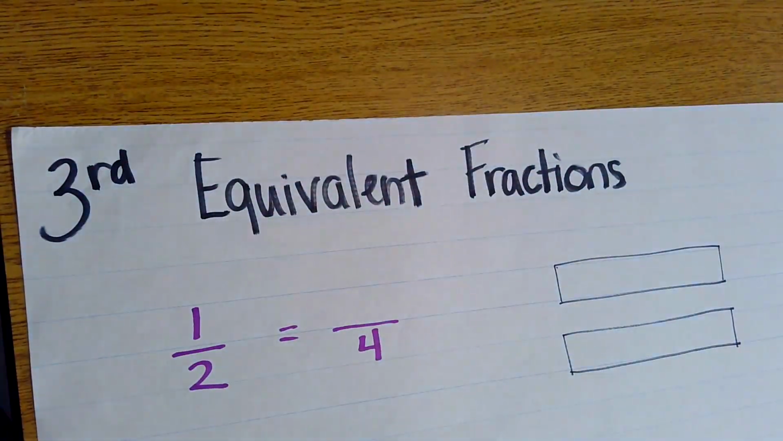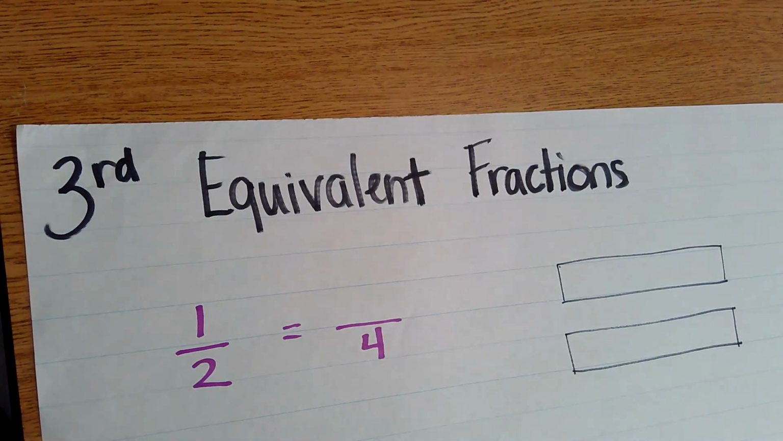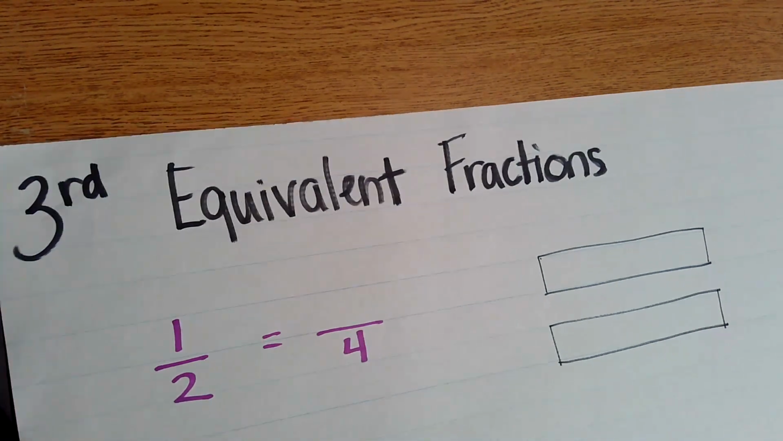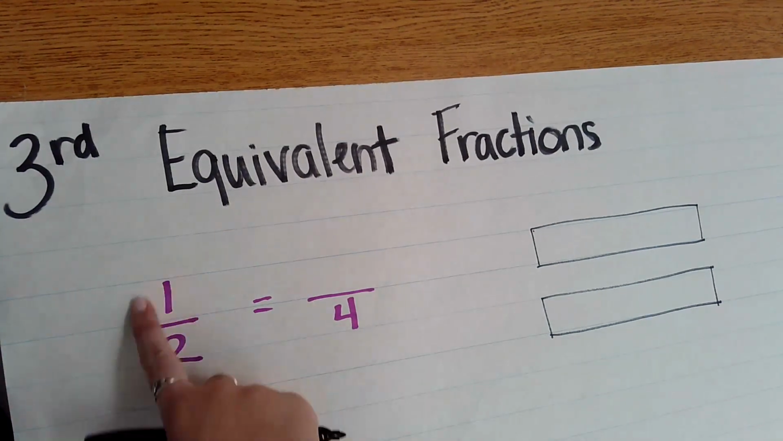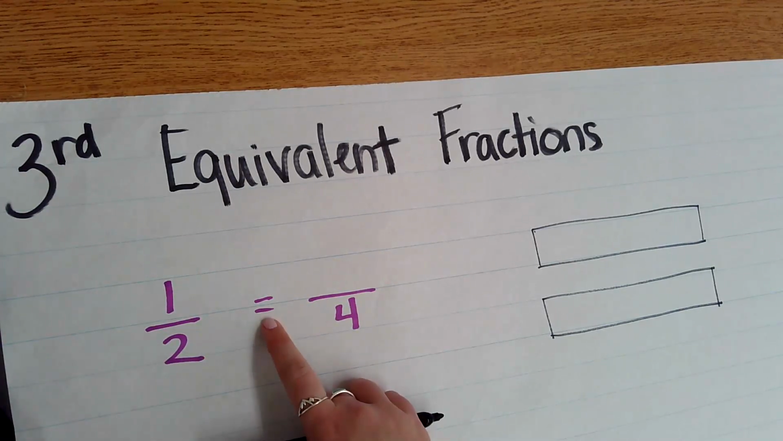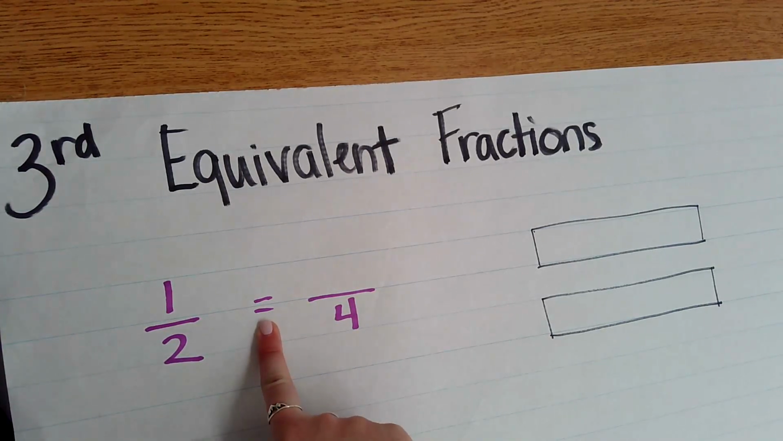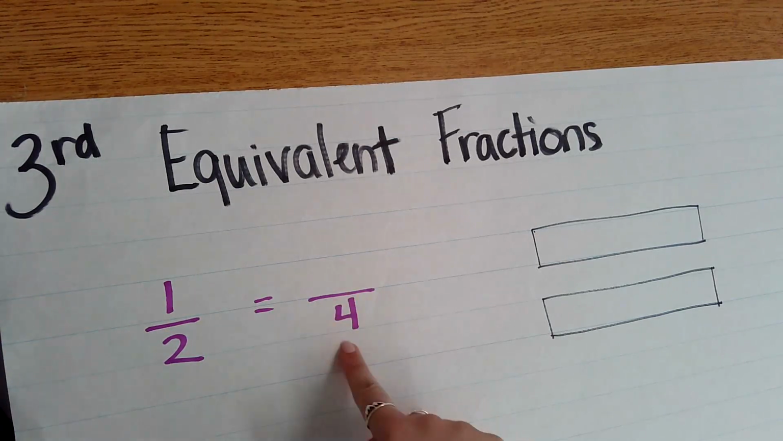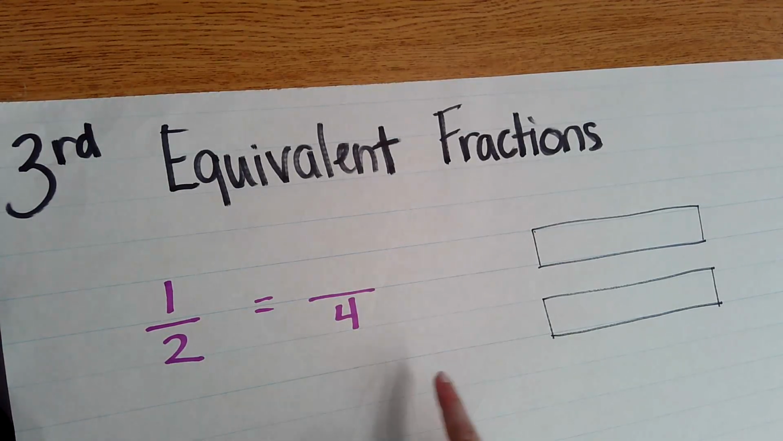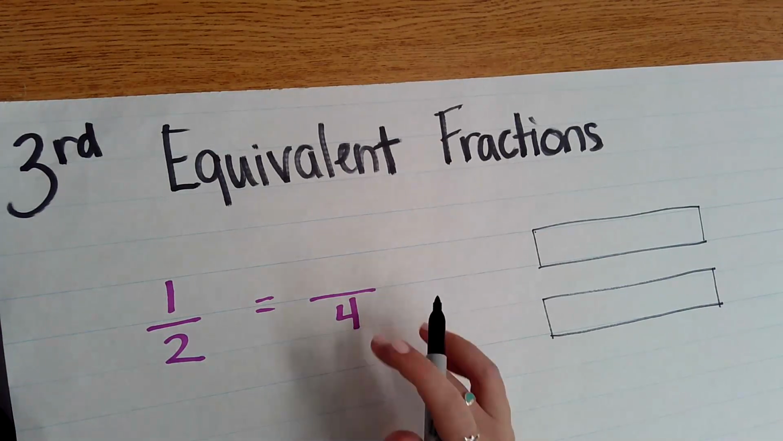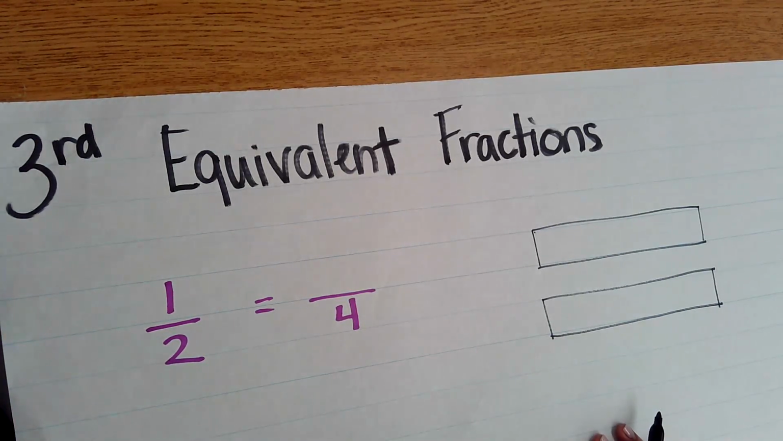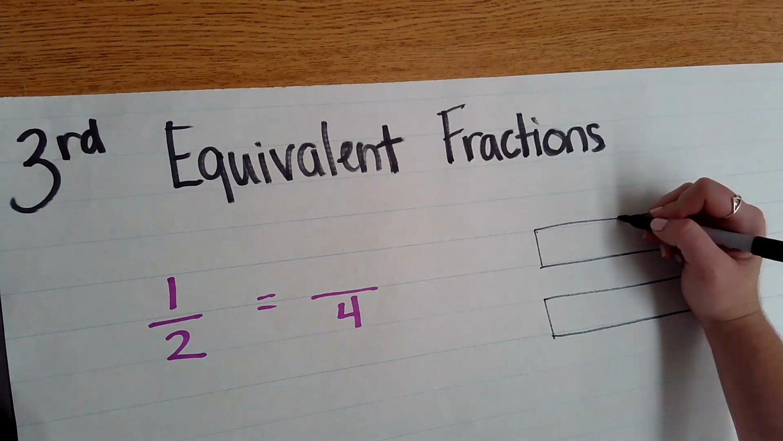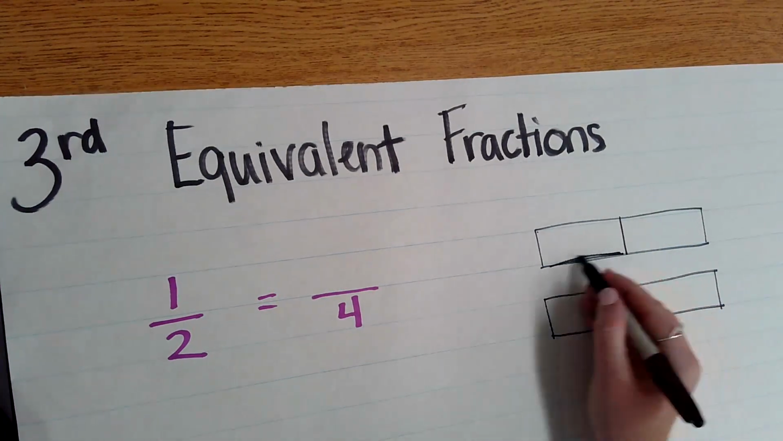And the last major fraction topic that we go over in third grade is finding our equivalent fractions. You'll see here I have one fraction, 1/2, is equivalent to, that equal sign, but I don't know how many fourths that's equivalent to. So I'm going to use my parts of a whole to try to figure out how many fourths are equivalent to 1/2. First, I need to sketch out my 1/2. I need 2 pieces, and I need 1 shaded.